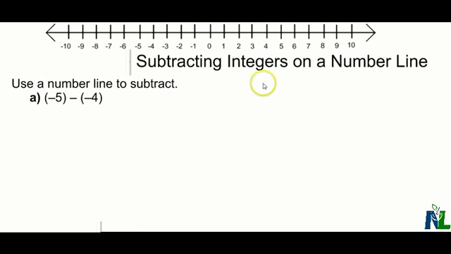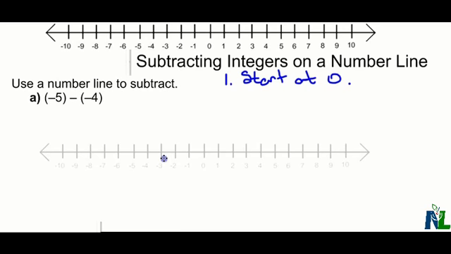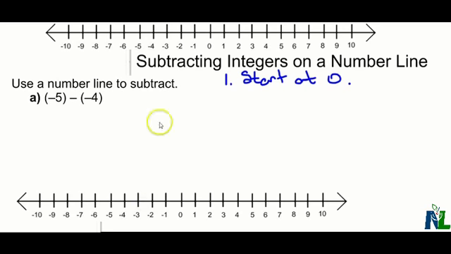Now, we can subtract integers on a number line, and the first step would be to start by showing your 0 on your number line. So let's take down our number line, and my first step here, which is in blue, would be to start at 0. So here I am, I'm starting at 0.